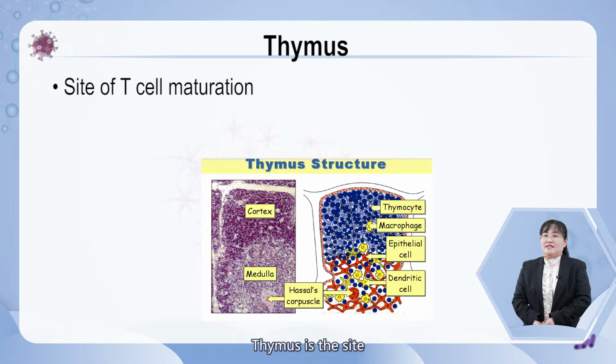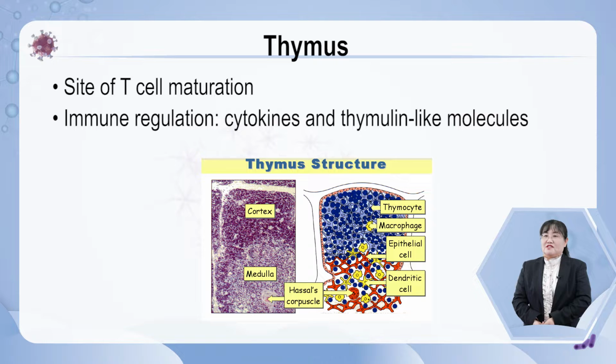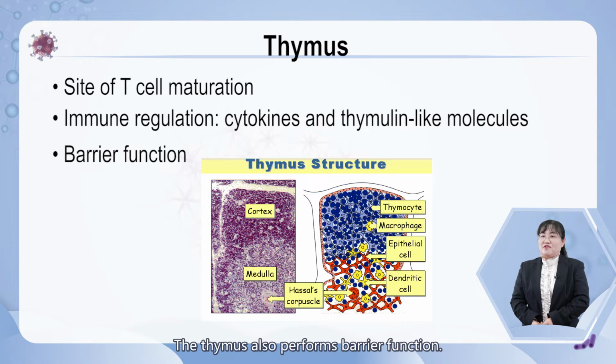Thymus is the site of T-cell maturation. The thymus functions in immune regulation by secreting thymic hormones and cytokines, which help convert thymocytes into mature T cells. The thymus also performs barrier function.